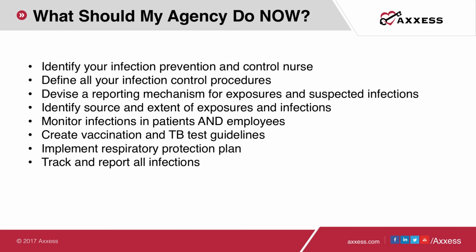Number 1, you want to identify an infection prevention and control nurse. You want to define all your infection control procedures. Look at your processes and procedures you have now and look at updating those or what you might need to add. You're going to want to devise a reporting mechanism for exposures and expected infections, identify the source and the extent of exposures and infections, monitor infections in patients and employees. If you have an employee who calls out sick because they have diarrhea or the flu or whatever, you want to document that as well as the patient. You know, monitor that as well as the patients, because that employee could be spreading infection inside the office, right?